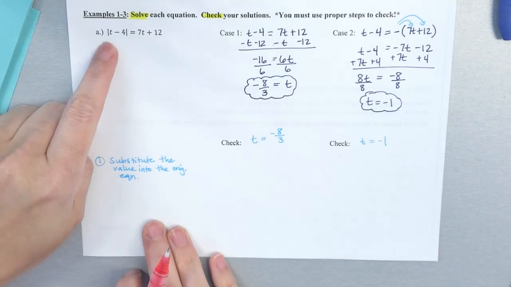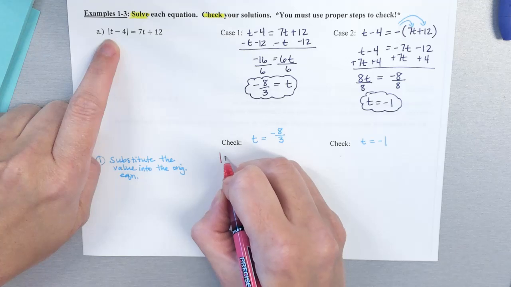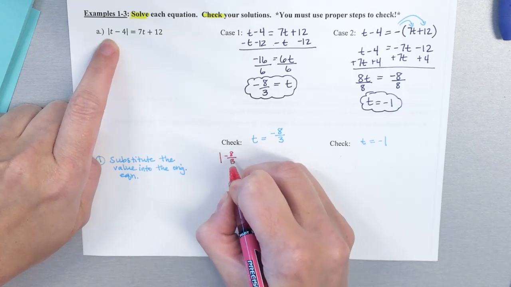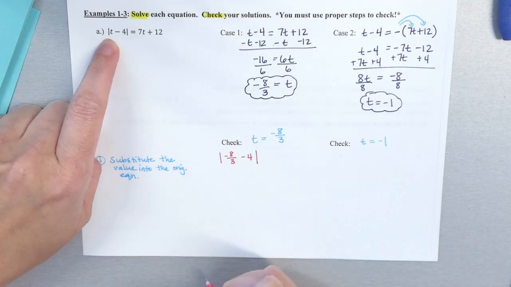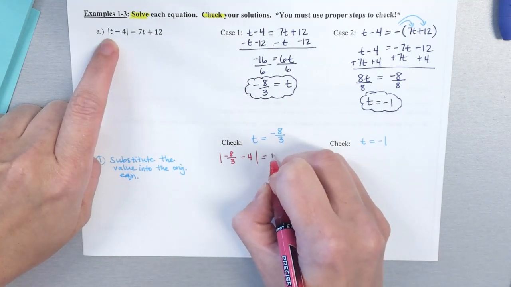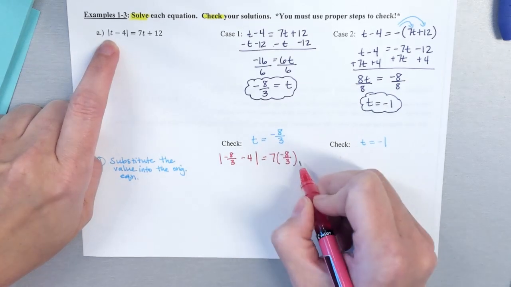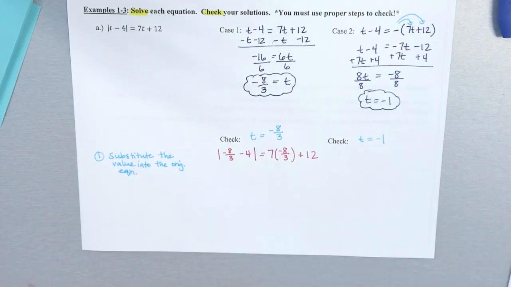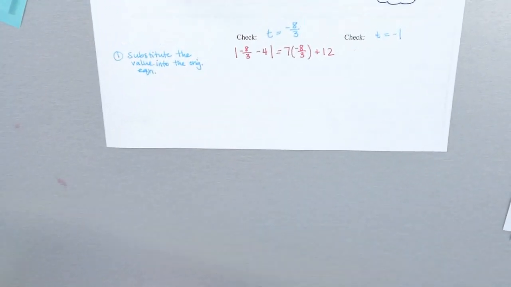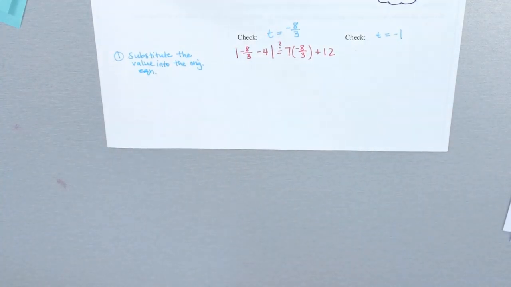Okay, so when I'm checking your homework, everybody's first step should be the same. So this is your original equation, the absolute value of t minus 4. So it's the absolute value of -8/3 minus 4 equals 7 times -8/3 plus 12. Okay, and then we just put like a little question mark here. So we don't know if they are equal.